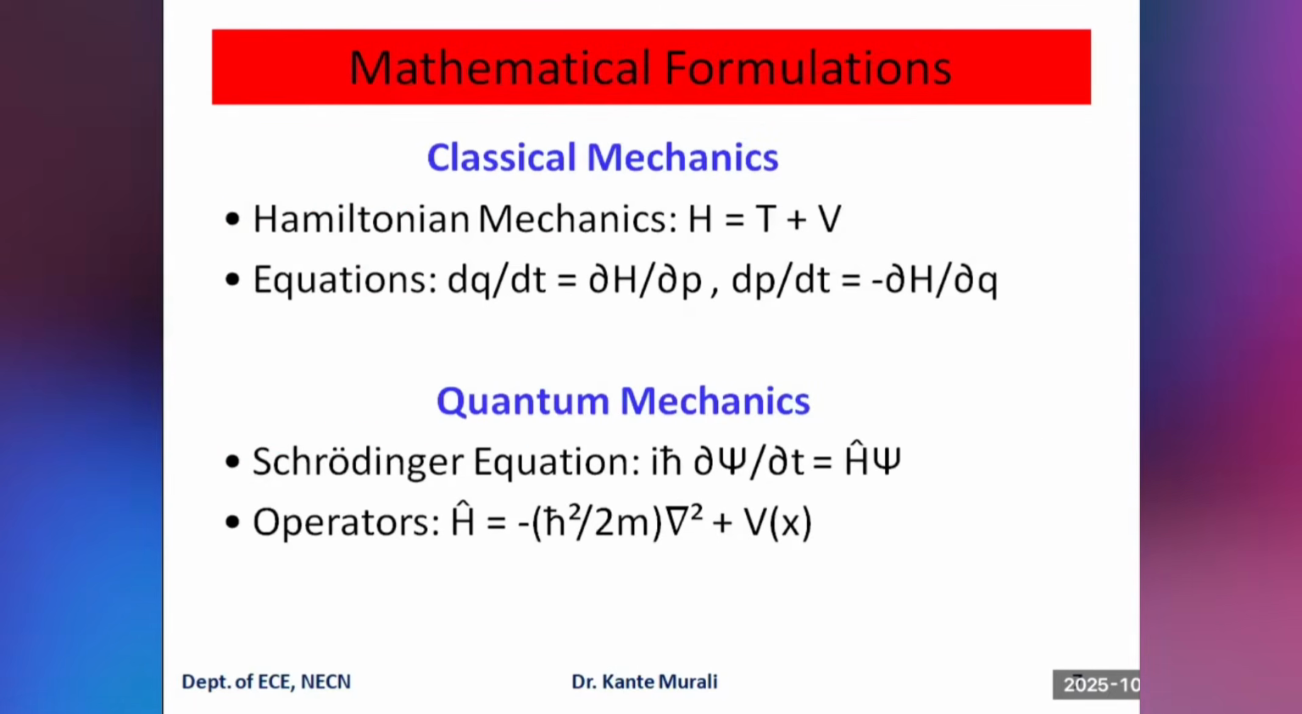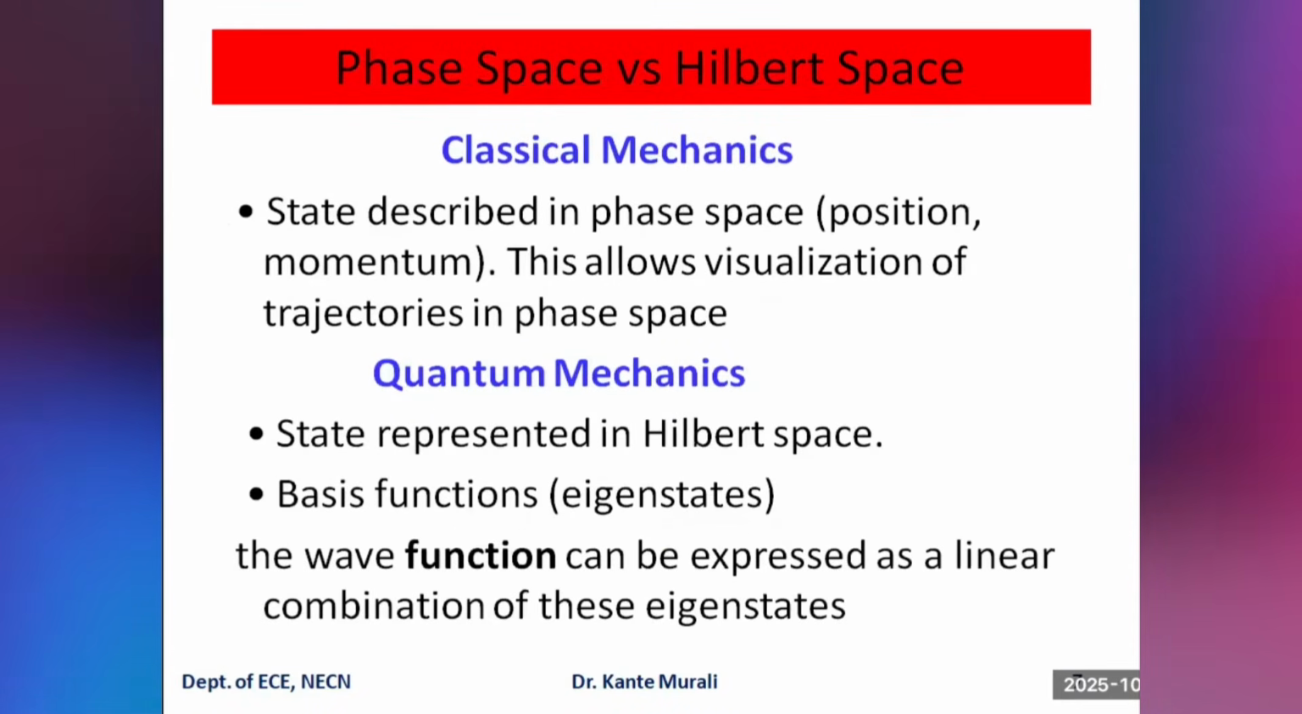Let us try to describe both classical mechanics and quantum mechanics mathematically. In classical mechanics, we use the Hamiltonian equations, whereas in quantum mechanics we use the Schrödinger equation. The Hamiltonian H defines the total energy of a system, whereas in quantum mechanics, the psi function will describe the whole properties of the system.